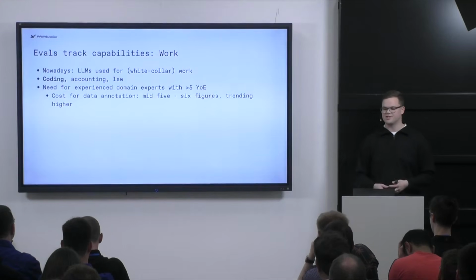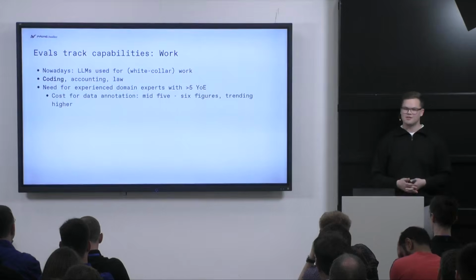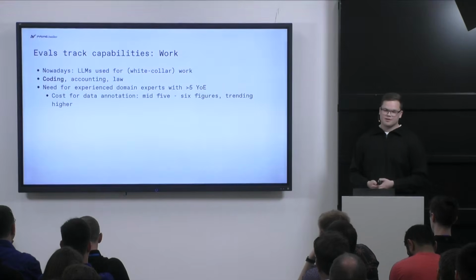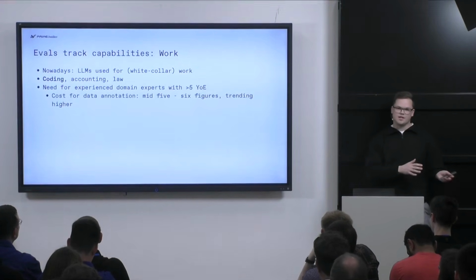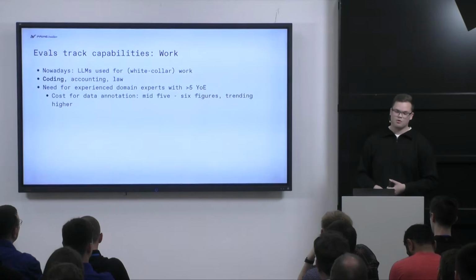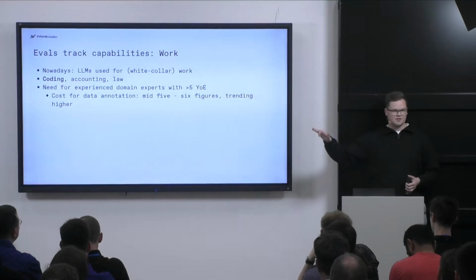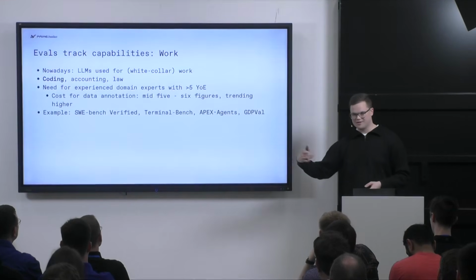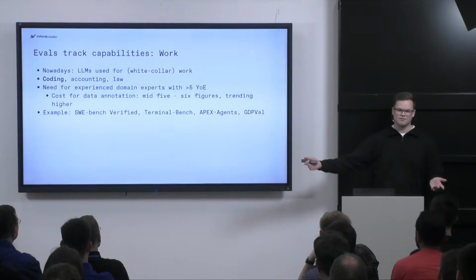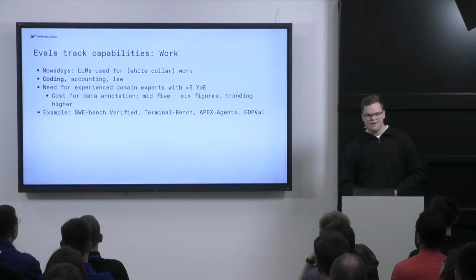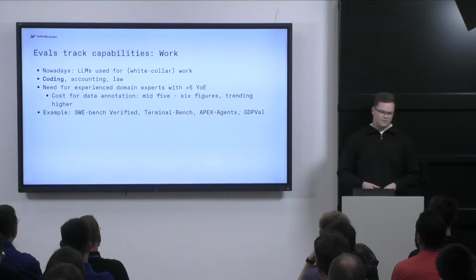which means we need to pay the workers in these professions a good amount of money, so the hourly rates, to create and annotate the data, which these days means that just the data annotation part for these more interesting evaluations is in the mid-5 or even mid-6 figures, and the trend is going up and not down. Which is also really bad for academia, because it means academia can't create white-collar work-related evaluations, because they are priced out to pay this amount of money just to create one evaluation for one paper.